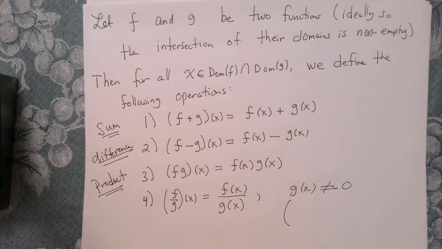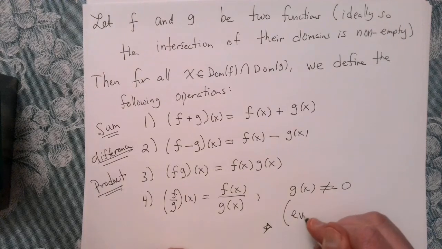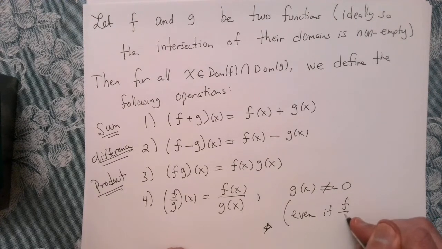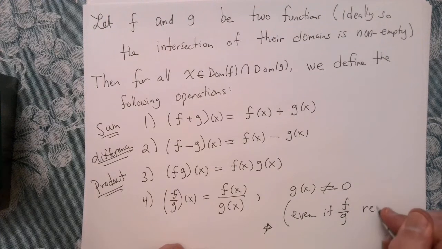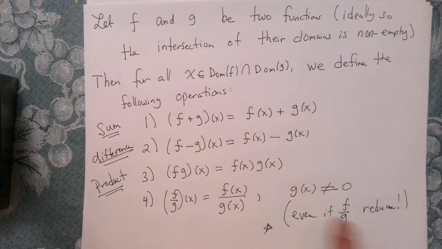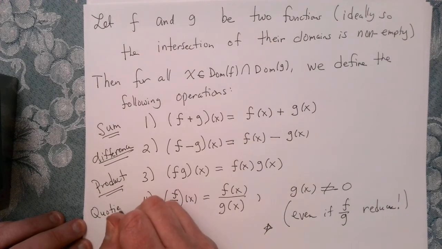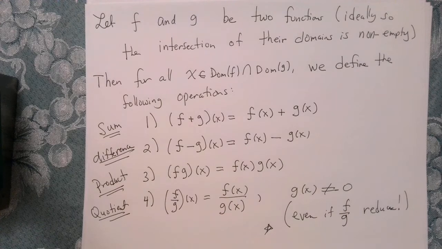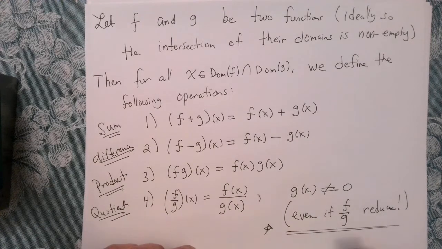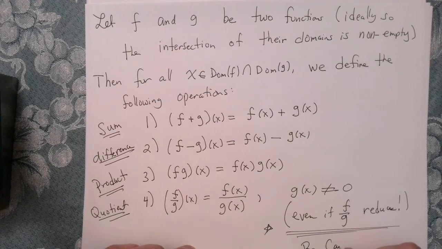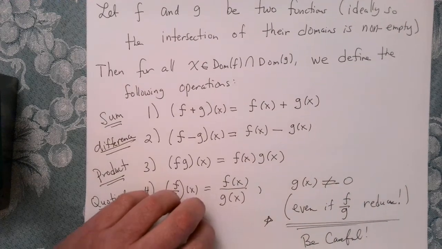And you have to be careful here. You might want to star this. So this is true even if this reduces. I still have to be very cautious of all the values before I reduce that would cause a division by 0. So I'm going to say even if the f over g function reduces, I still have to avoid these. So yeah, be careful there.